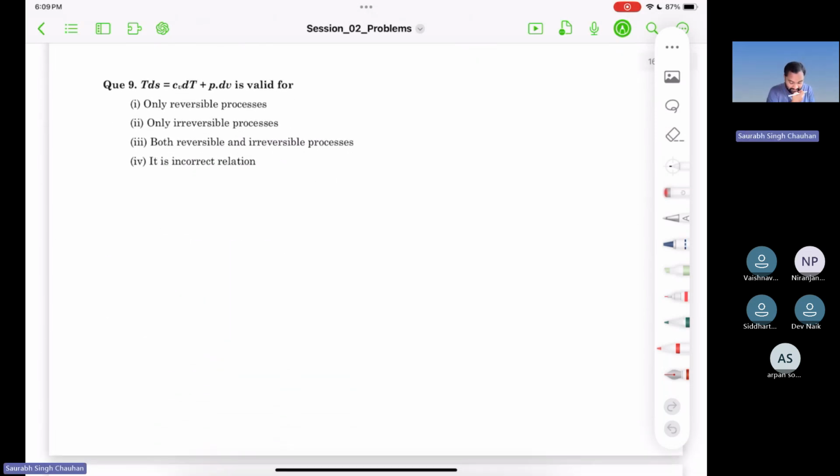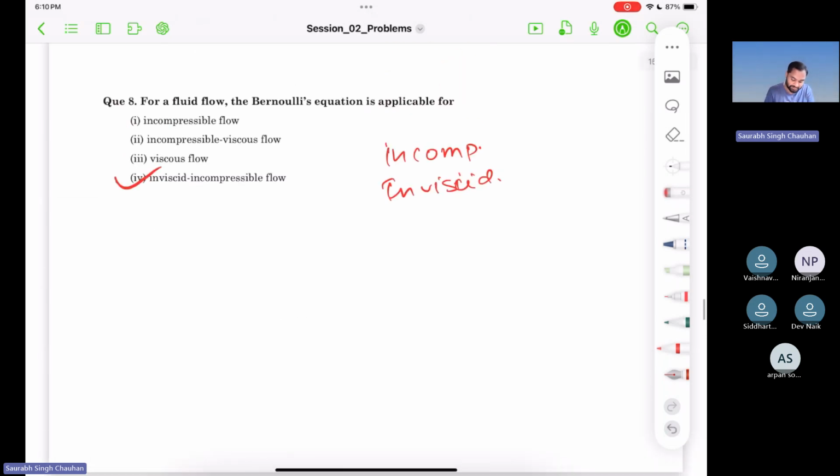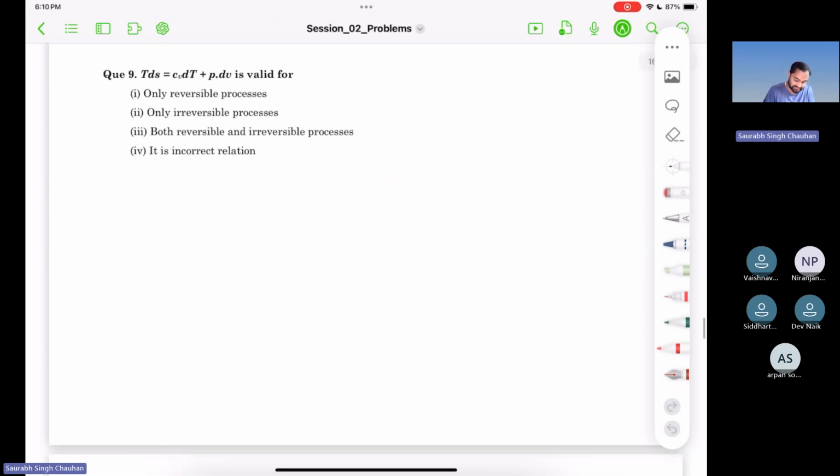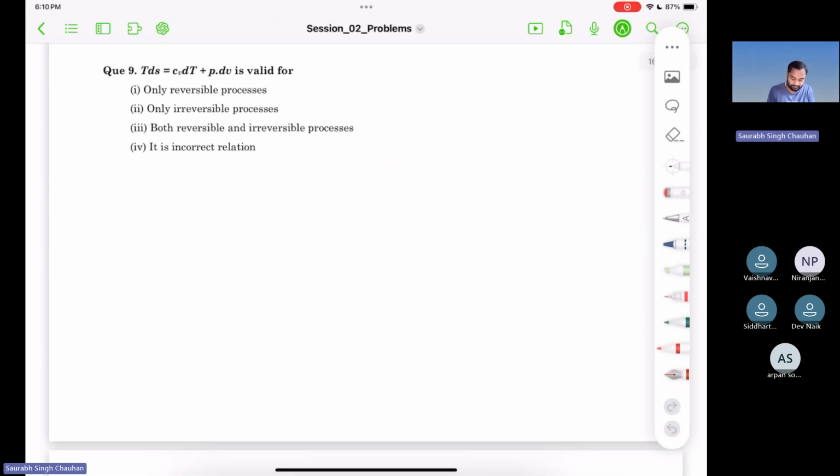Okay. Question number 9 is related to the TdS relation. It is given that TdS is equal to CV dT plus PdV, and it is asking when this is valid. So again, a similar question, meaning that we ask when this equation is applicable. In the previous question, it was about the applicability of the Bernoulli equation. Now it is the applicability of this TdS relation.